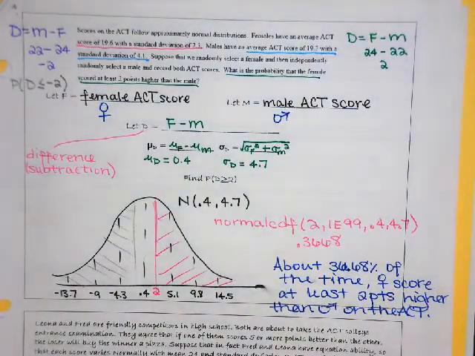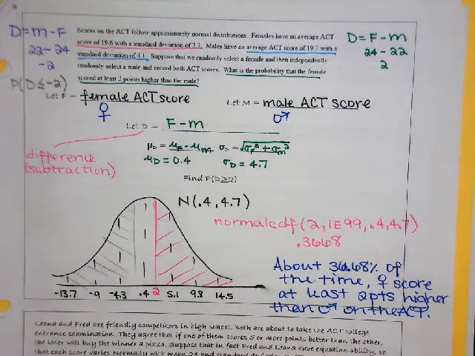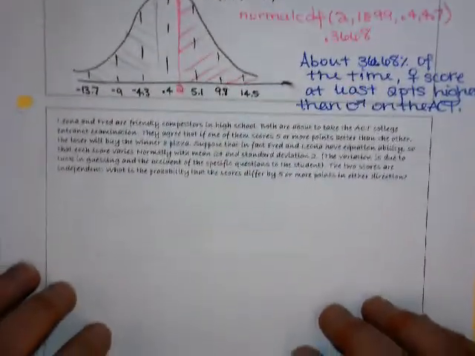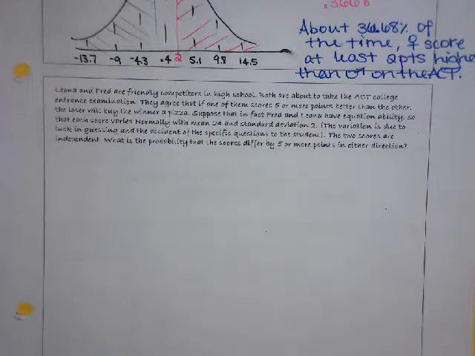Last example we're going to look at. Leona. How would you pronounce that? Okay, that's what I thought too, but all right. Leona and Fred are friendly competitors in high school. Both are about to take the ACT college entrance examination. They agree that if one of them scores 5 or more points higher than the other, the loser will buy the winner a pizza. Suppose that in fact Fred and Leona have equal, this should say equal.